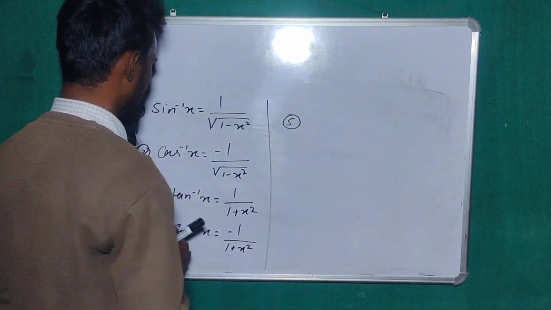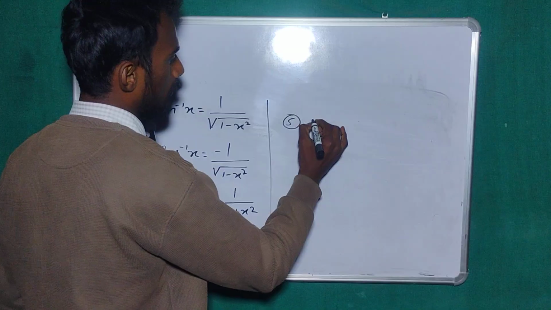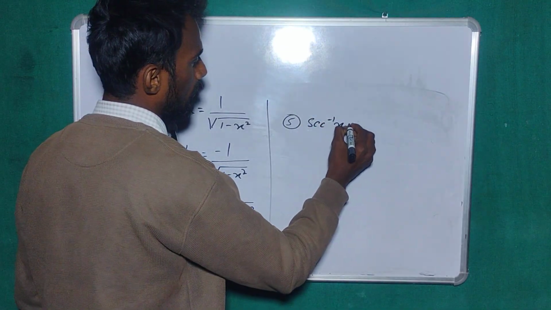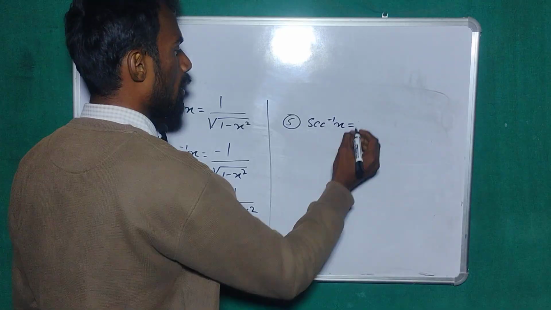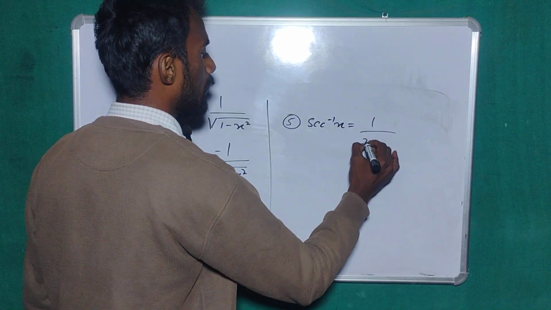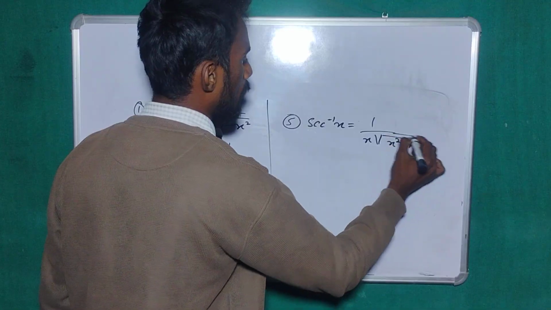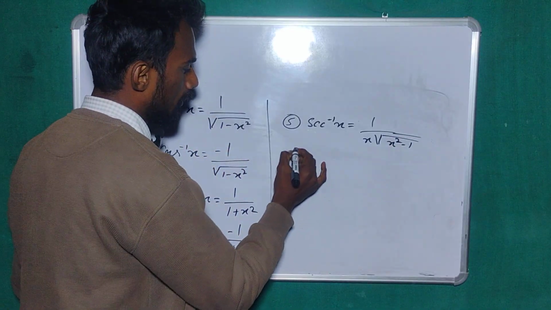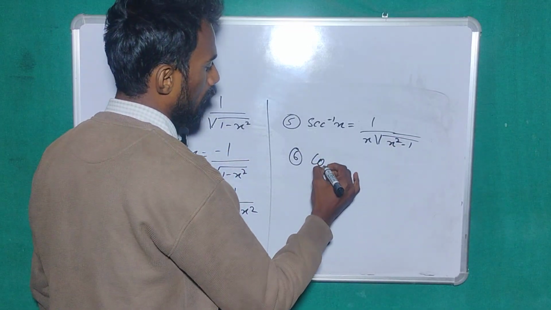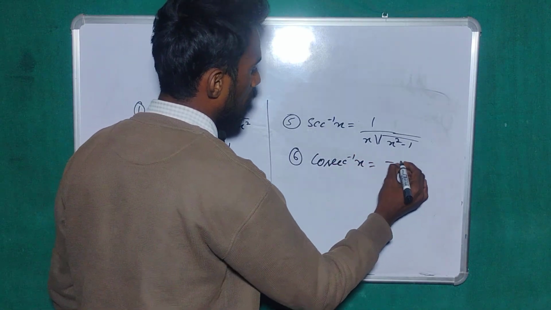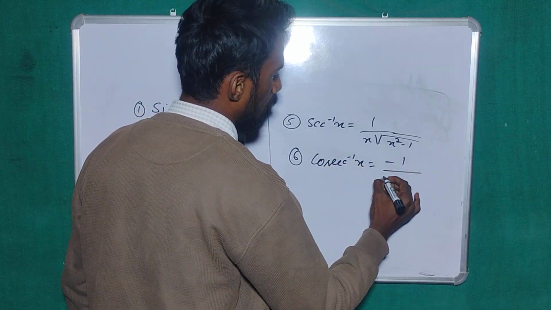Fifth, sec inverse x is equal to 1 upon x under root x square minus 1. And the last one, sixth, cosec inverse x is equal to minus 1 upon x under root x square minus 1.